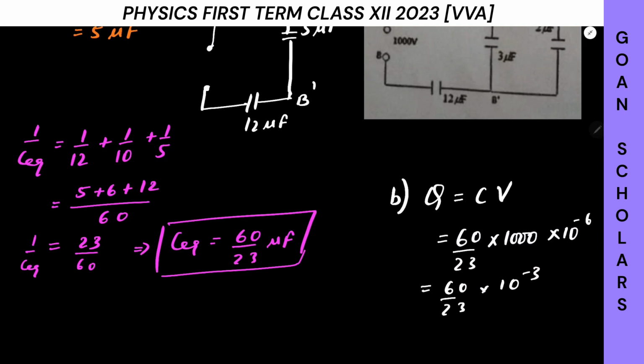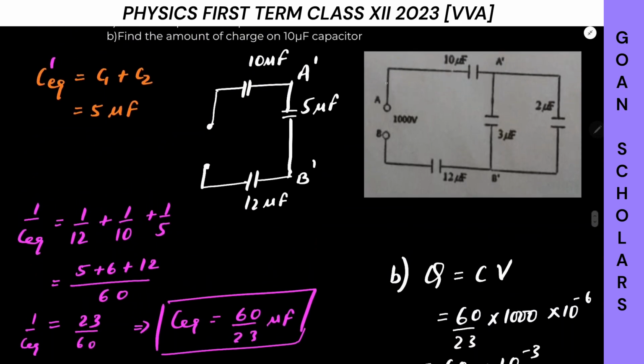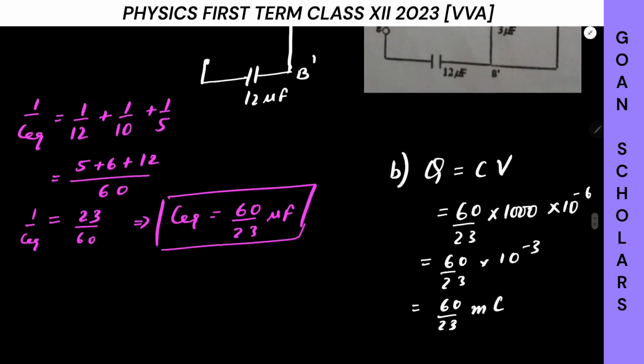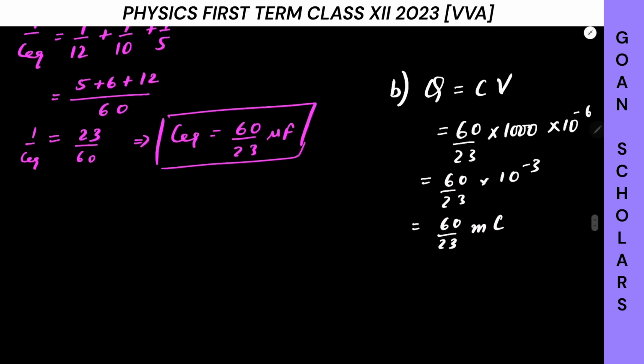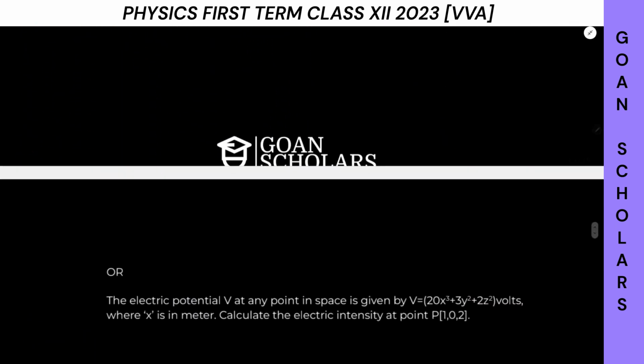So you can further make it as 6 by 23 into 10 to the power, or you can keep it as 60 by 23 millicoulomb. Okay. So that is the charge. Now that charge is going across the circuit. So if it is going like this, we know that for our first capacitor the charge will not change there, because the remaining parts are all in series. So here it will be 60 by 23 millicoulomb. That's our final result.